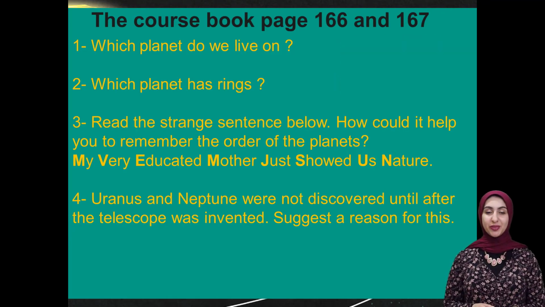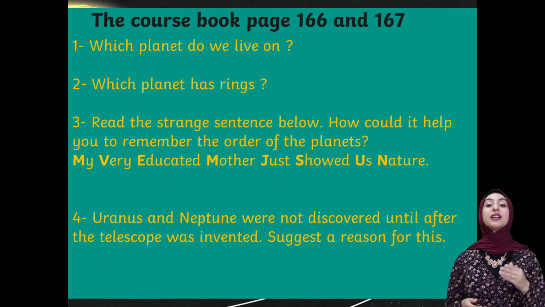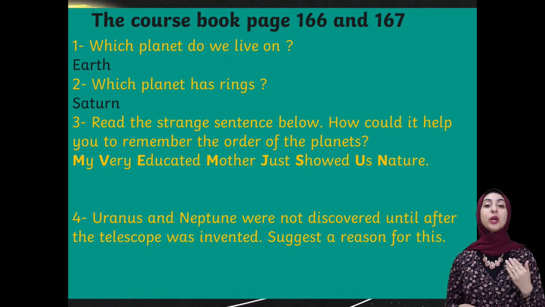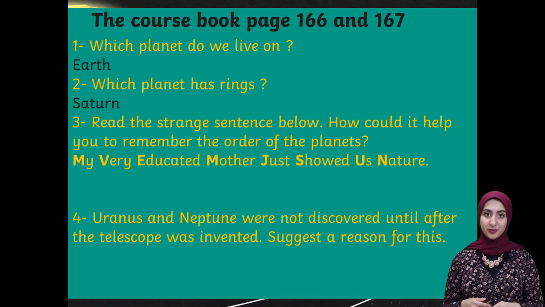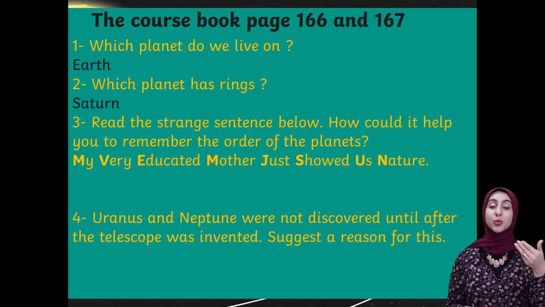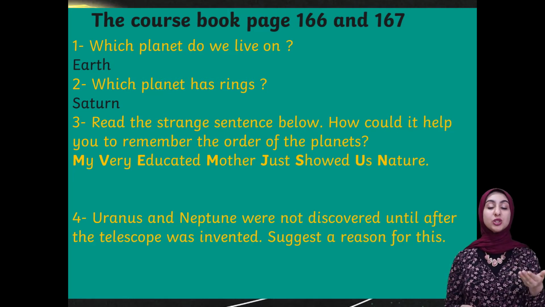Let's check the answers. For question number 1, which planet do we live on? Yes, of course, the Earth. Question number 2, which planet has rings? Yes, Saturn. Okay, question 3, read the strange sentence below. How could it help you to remember the order of the planets? My very educated mother just showed us nature. Yes, each word starts with the same letter as a planet in order from the Sun.